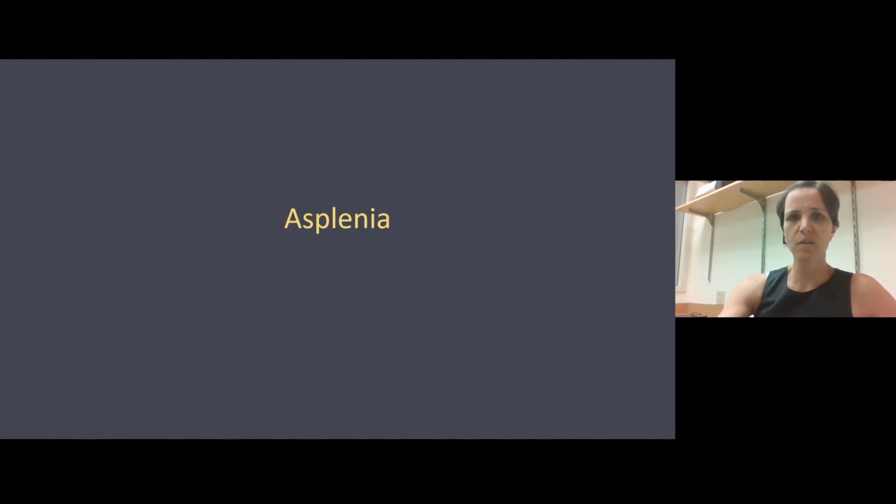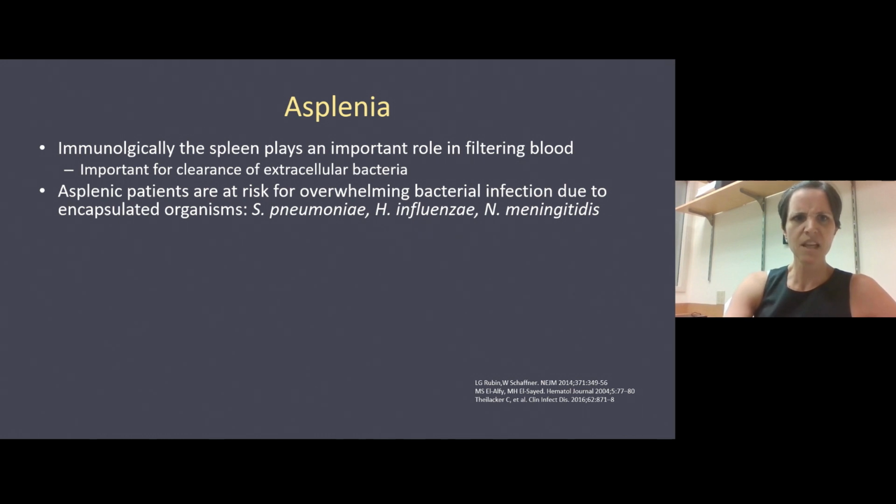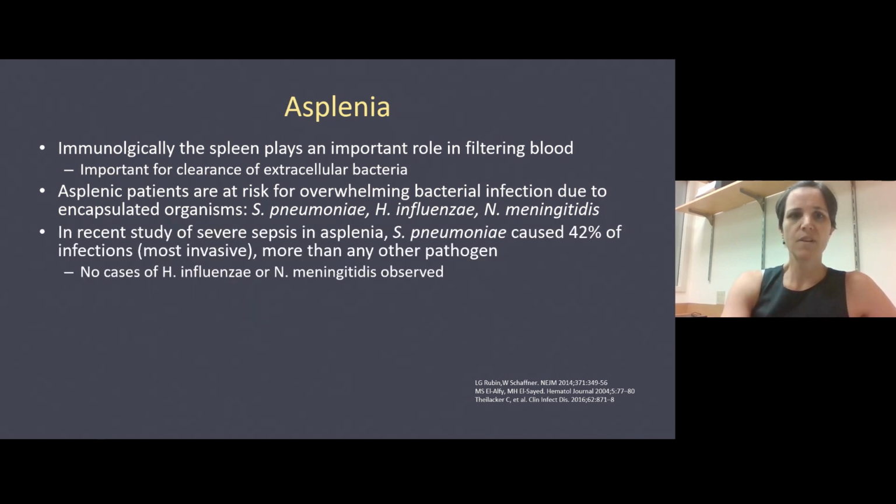So let's talk briefly about asplenia. Immunologically, the spleen plays an important role in filtering blood. And as you probably all know, patients are at risk for overwhelming bacterial infection due to encapsulated organisms, so strep pneumo, Haemophilus influenza, and Neisseria meningitidis. A recent study of severe sepsis and asplenia showed that strep pneumo caused 42% of infections. Most of them were bacteremia or meningitis, and it was more than any other pathogen.